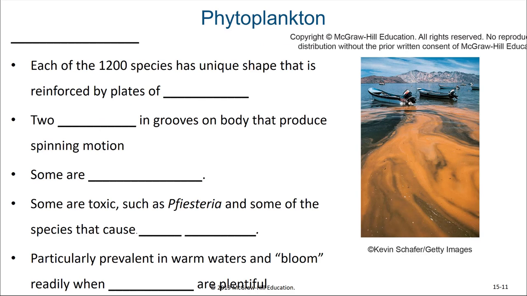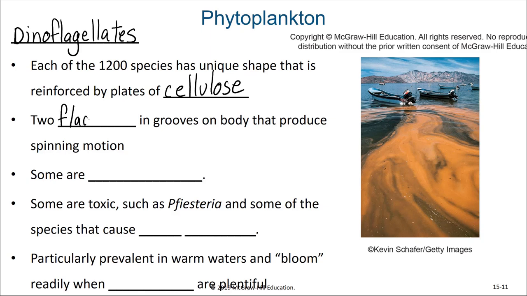Our next group of phytoplankton are the dinoflagellates. There are over 1,200 species, and they each have a unique shape that's reinforced by plates of cellulose. They have two flagella in grooves on the body that produce spinning motion. Some of these are bioluminescent. There are some that are toxic, such as Pfiesteria, and dinoflagellates are some of the species that cause red tides. Dinoflagellates are particularly prevalent in warm waters and can bloom when nutrients are plentiful.